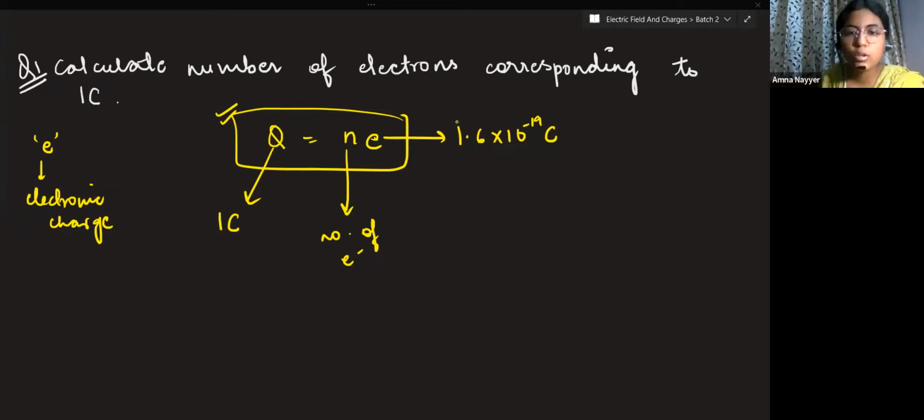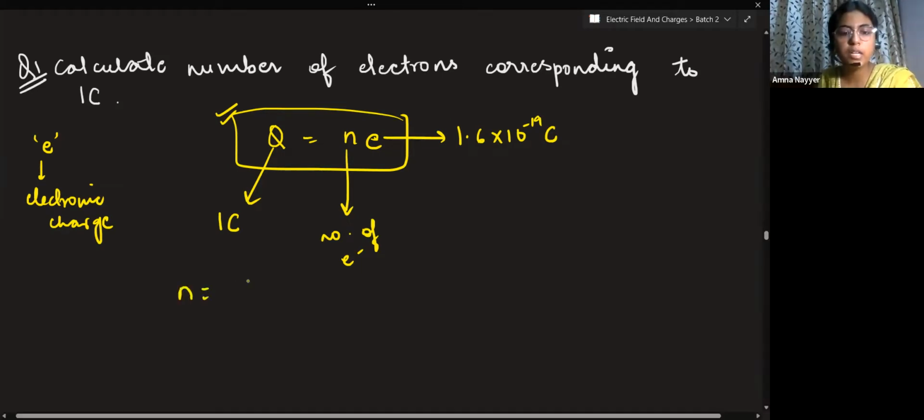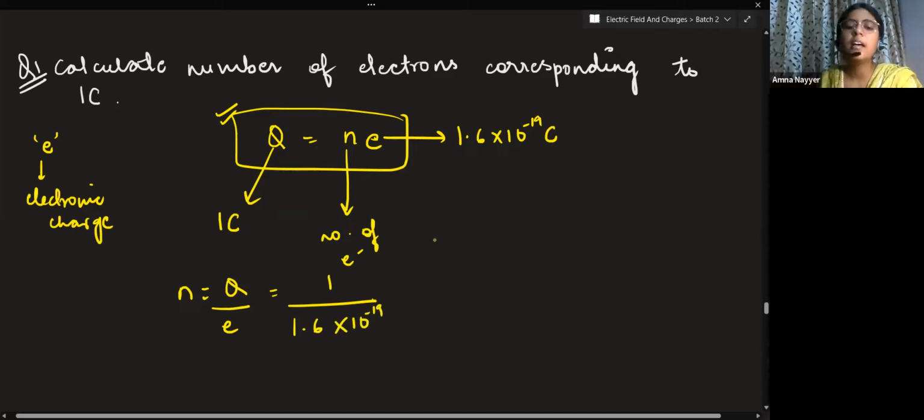All right, see, the number of electrons was missing. You have the electronic charge and you have the value of charge. So N will be equal to Q divided by the electronic charge, means 1 divided by 1.6 into 10 to the power minus 19. And when you divide it using simple division, you get 6.25 into 10 to the power 18. This is the number of electrons present in a single coulomb of charge.